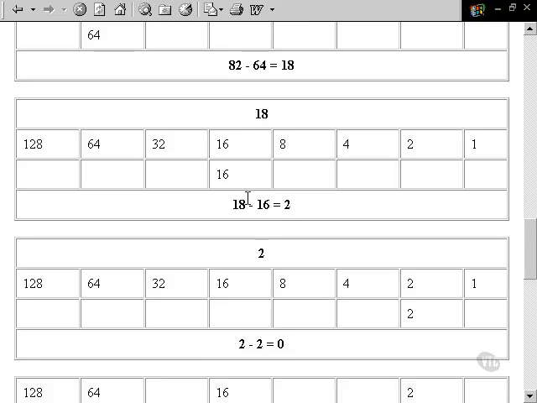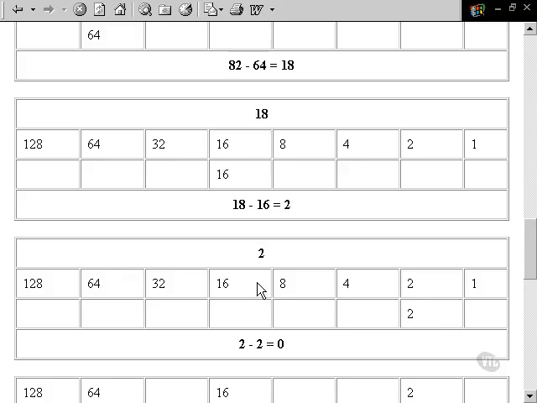I go a little further with my subtraction. I take 18, I work my way up, I subtract the highest number that I can subtract from it. I obviously can't subtract 32 from 18 without getting a negative number, but I can subtract 16. So I have a value here. 18 minus 16 is a remainder of 2. I go down a little further. Here's my chart again.